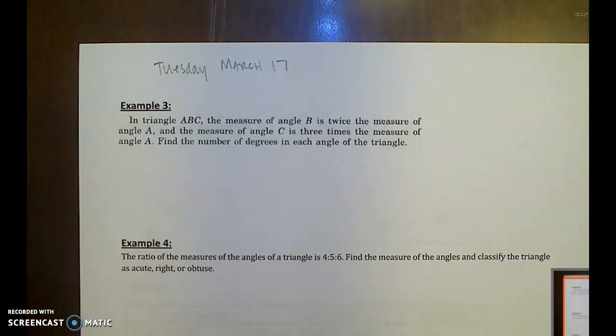Alright, so in triangle ABC, the measure of angle B is twice the measure of angle A, and the measure of angle C is 3 times the measure of angle A. Just find the number of degrees in each angle of the triangle.